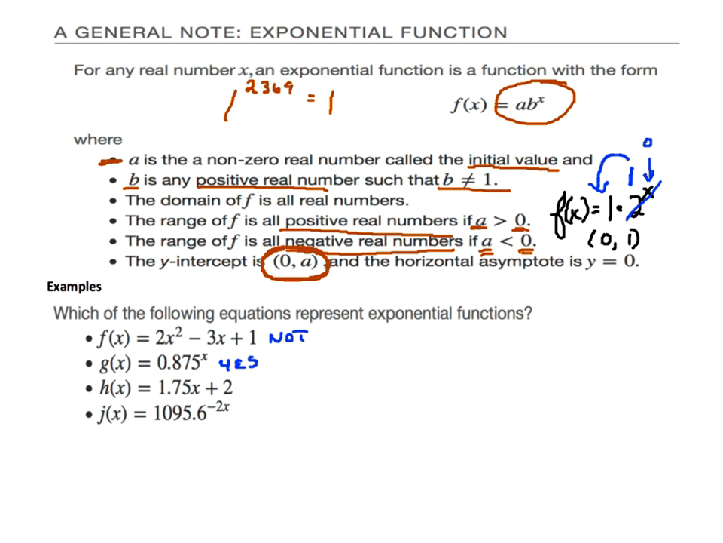This second one, yes. We have A being 1, which is a non-zero real number, and we have B being a positive real number, 0.875, and our variable is in the exponent. H of x? No. This is not an exponential function because our variable is not in the exponent. And J of x is yes. We have a positive real value for B, and my variable is in the exponent.